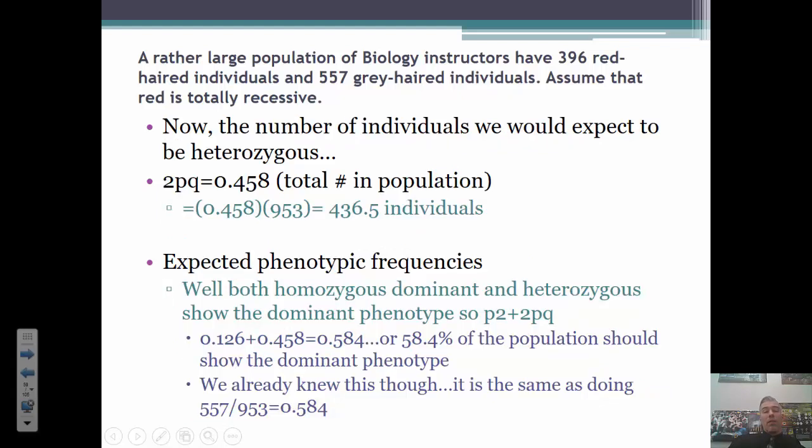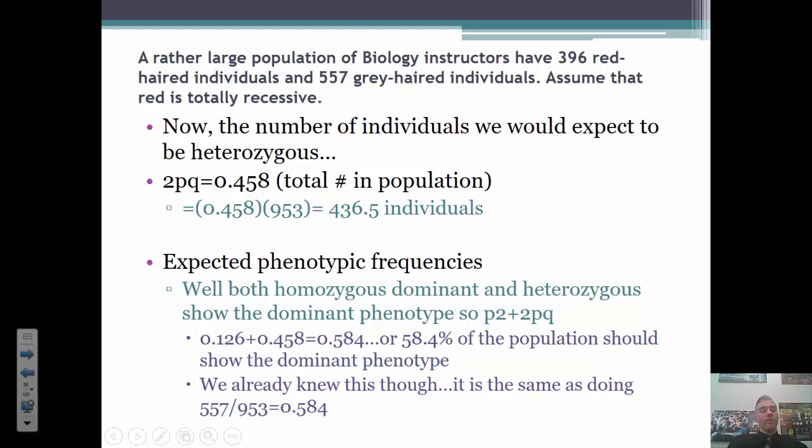So now we want to figure out the number of individuals of that population we would expect to be heterozygous. In that case, you take the frequency of heterozygotes, which is 0.458, and multiply it by the total number of individuals in the population, which is 953, which we got from adding the 557 plus the 396 up top. And in that case, we'd expect 436.5 individuals to be heterozygous. But we can't tell. Remember, you wouldn't know if they're heterozygous or not. That's just what the expectation would be if all of the stipulations of Hardy-Weinberg were followed. And you can't have a half of an individual, too, so this is an estimation kind of thing.